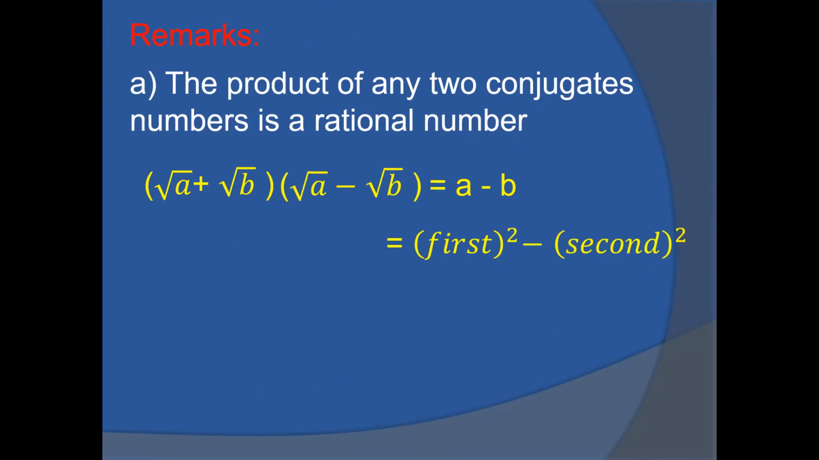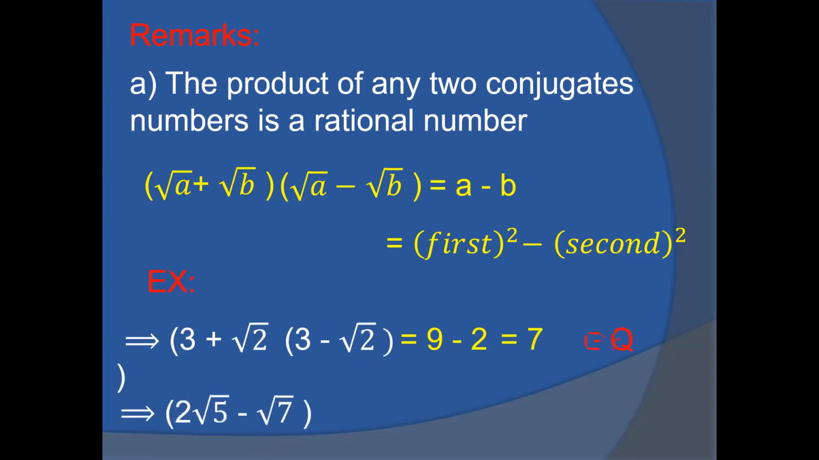It means that the first, root A multiplied by root A, will be root A power 2, minus root B times root B, which will be root B power 2. So the answer will be A minus B. Example, 3 plus root 2 multiplied by 3 minus root 2. I square 3: 3 times 3 equals 9. Root 2 times root 2 will be 2. I make minus: 9 minus 2 equals 7. This number belongs to Q.